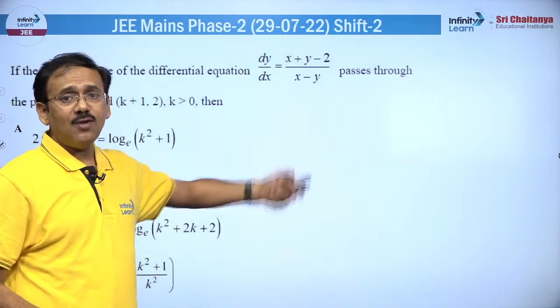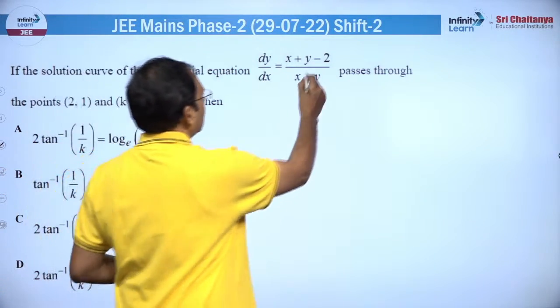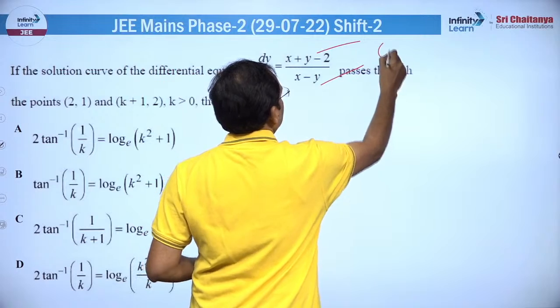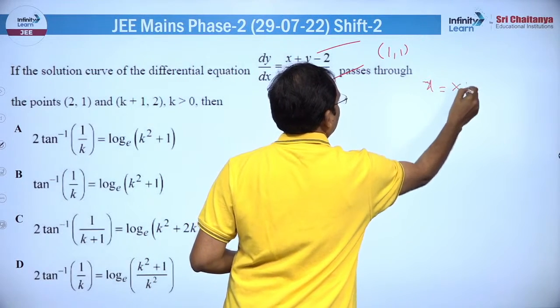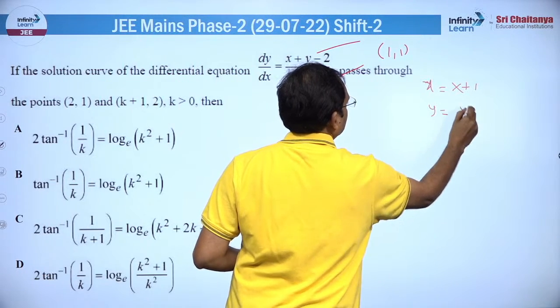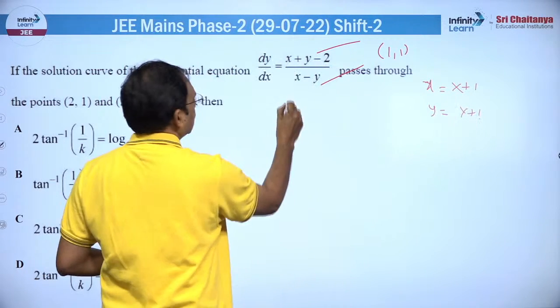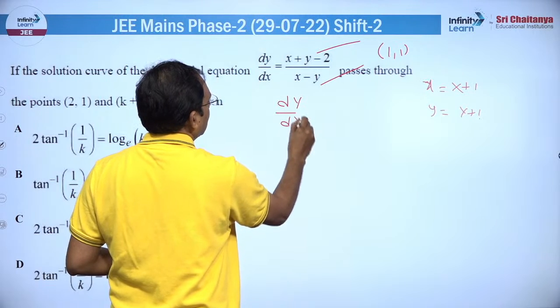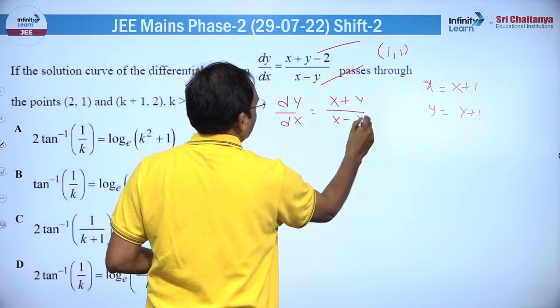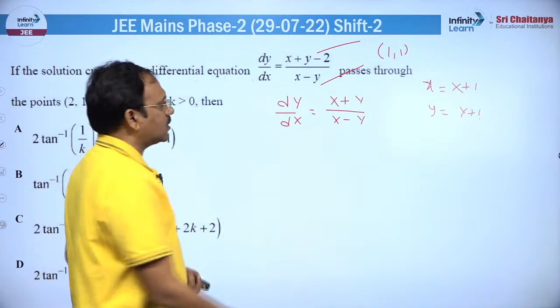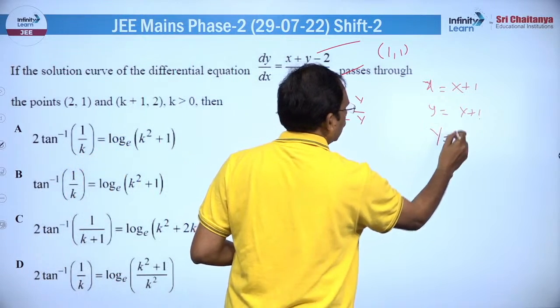This is a non-homogeneous differential equation, right. These two lines intersect at the point 1 comma 1. So shift the origin to the point: small x is capital X plus 1, small y is capital Y plus 1, so that this becomes dy by dx is equal to capital X plus capital Y by capital X minus capital Y. Now the next substitution is put y is equal to Vx.